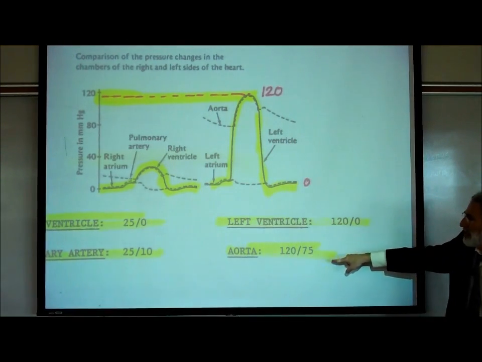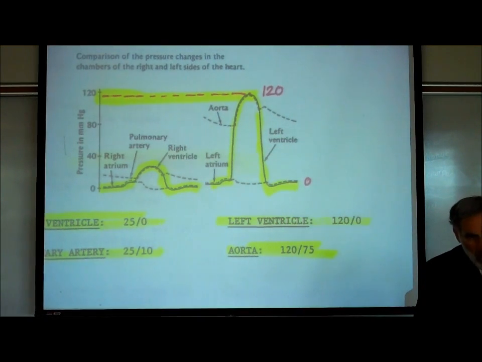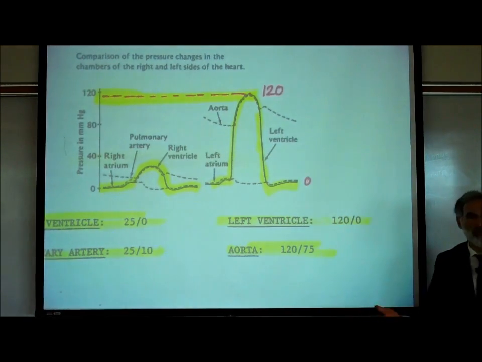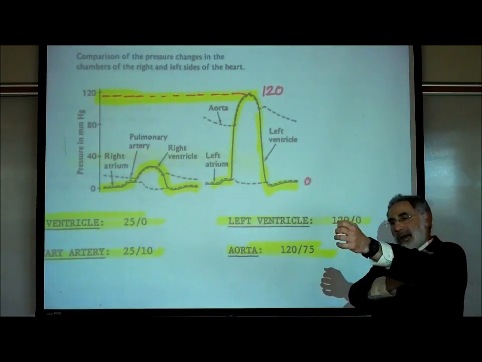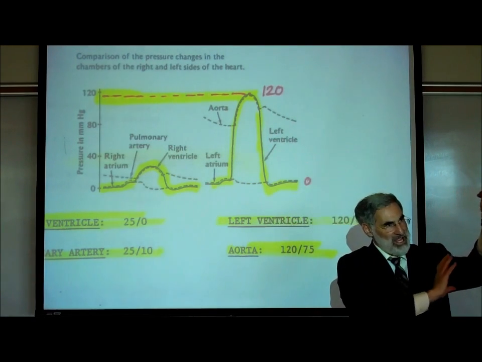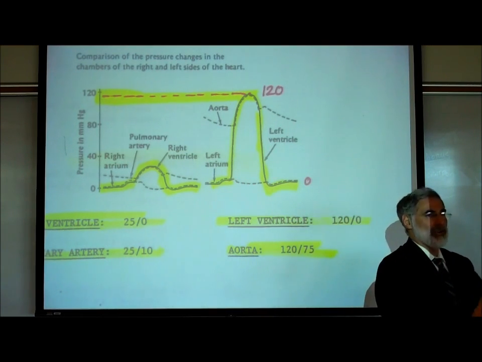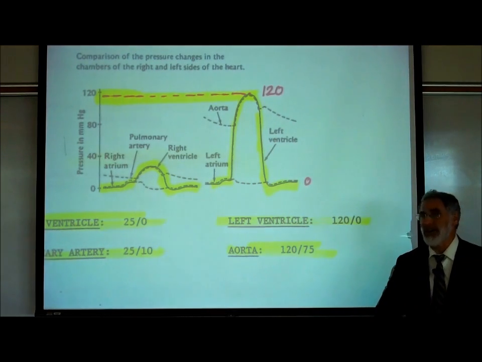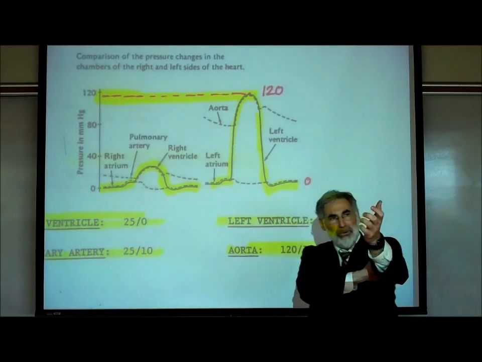So what's the typical blood pressure in the aorta and the systemic arteries branching off it? 120 over 75, 120 over 80. So that's why when you estimate the blood pressure in the brachial artery using that cuff and the auscultatory method, a normal blood pressure is approximately 120 over 75, 120 over 80. That's the pressure in the brachial artery.